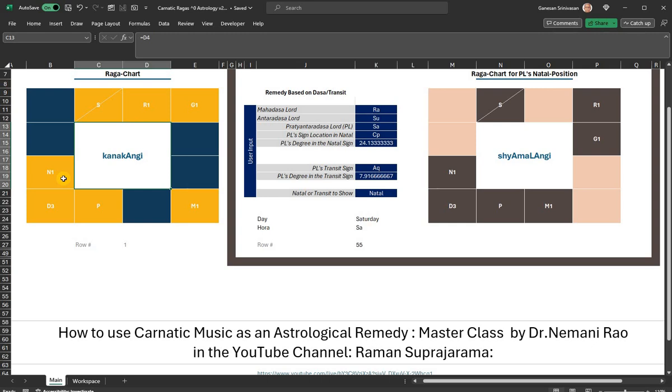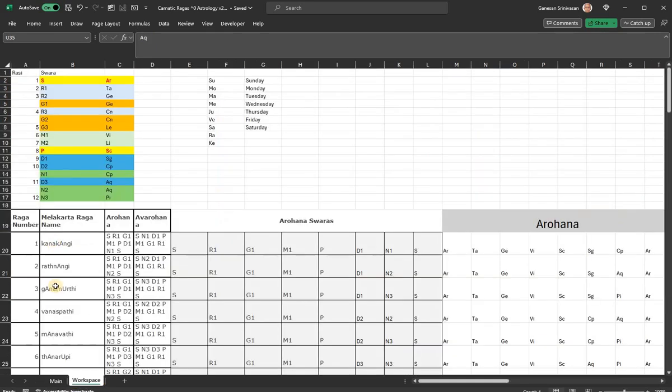And this Excel basically has a workspace here. You don't have to go through it. In fact, it has a list of various ragas. What are the Arohana frequencies that it is using? And the Avarohana also is there. As per our doctor's presentation, he maps basically each swara to a rasi. The logic for all that you can go through in his presentation. And he uses the Arohana swaras to get this chart.